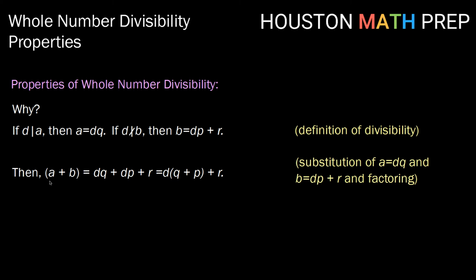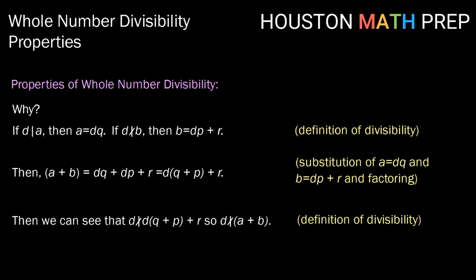So if we then substitute D times Q for A and D times P plus R for B in A plus B, then we can take a common factor of D out of DQ plus DP, but we still have that remainder R. Then we can see that because there is this R, D does not divide this sum, so D does not divide A plus B.